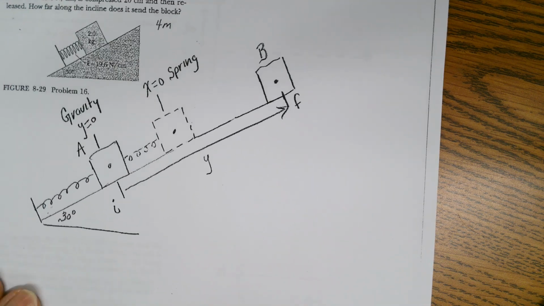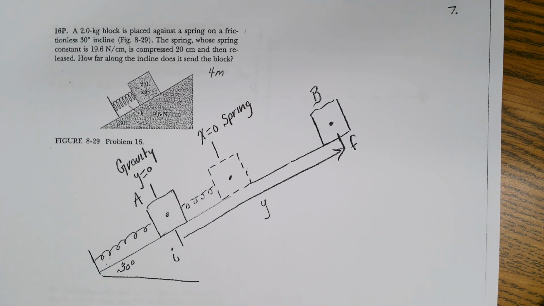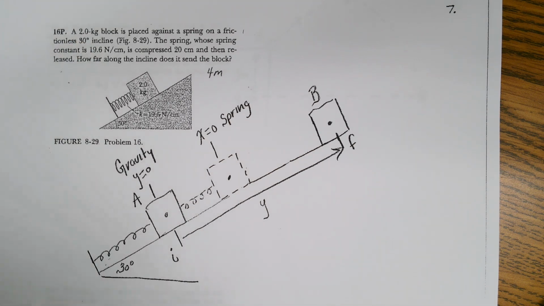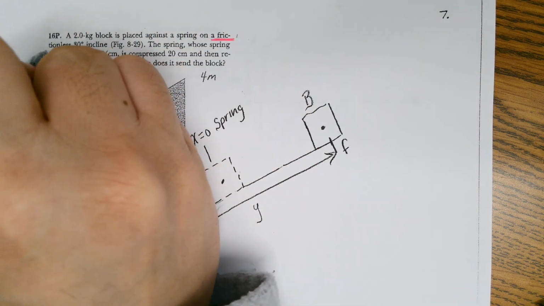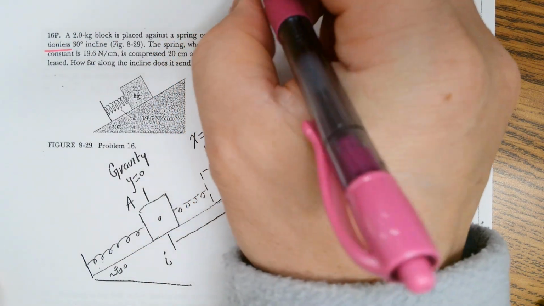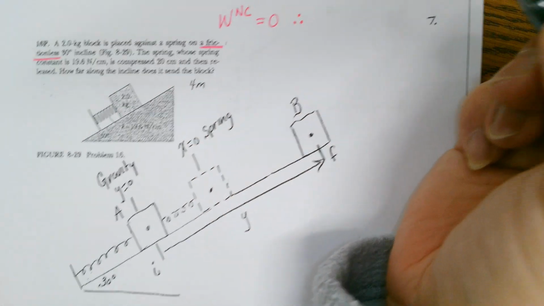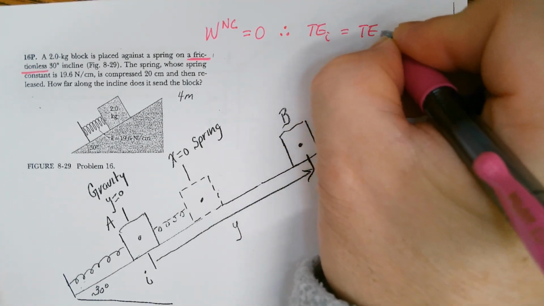Next. All right, this looks like trouble here, but we could get this done. So here, we have a 2 kilogram block placed against the spring on a frictionless 30-degree incline. Now, frictionless means, again, that work done by the non-conservative force is equal to 0. And therefore, we can use total energy initial is equal to total energy final.